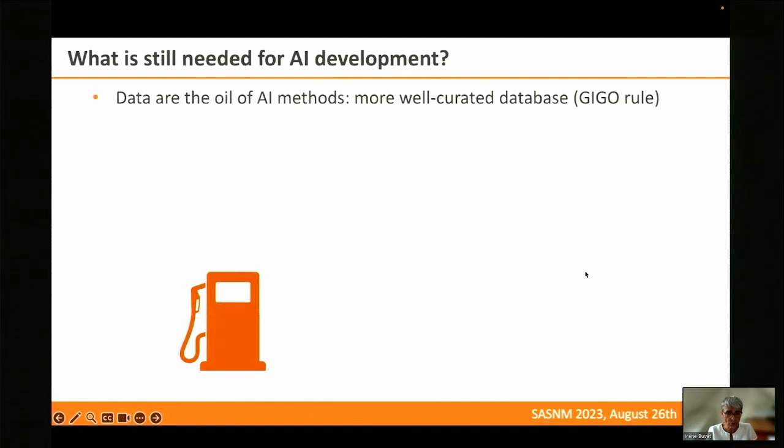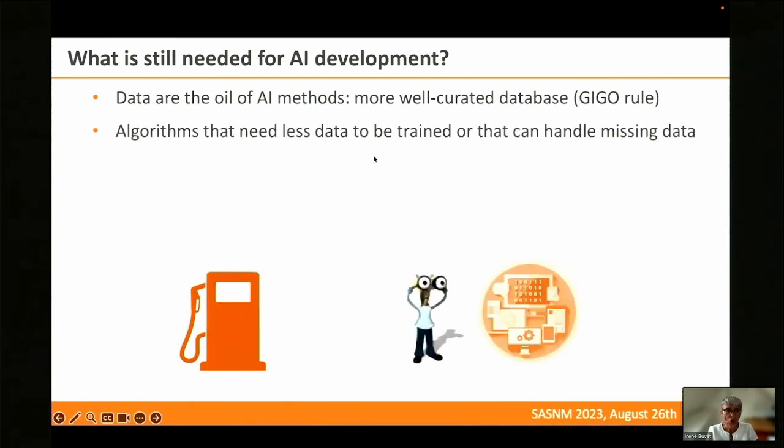So what else do we need? First, we need more well-curated data, because data are the oil of all these AI methods which rely on training. And garbage in, garbage out. So the cleaner the data that are used to train the algorithm, the better. We also need algorithms that need less data to be trained, or that can handle missing data, so that we can better leverage the databases that we already have available.